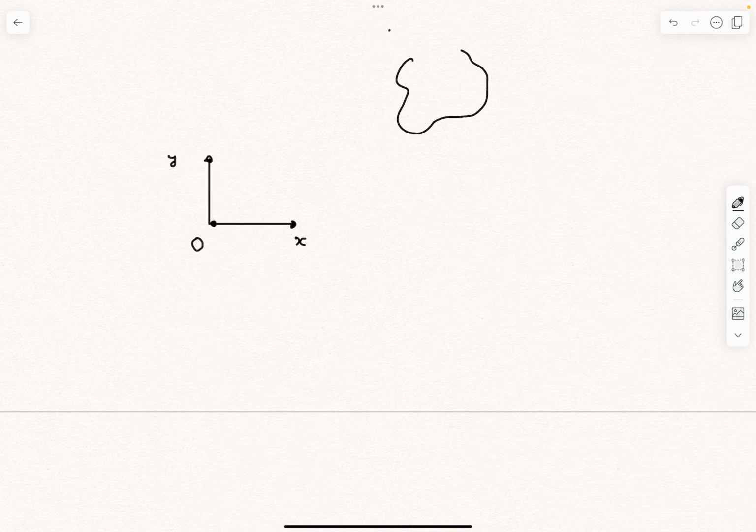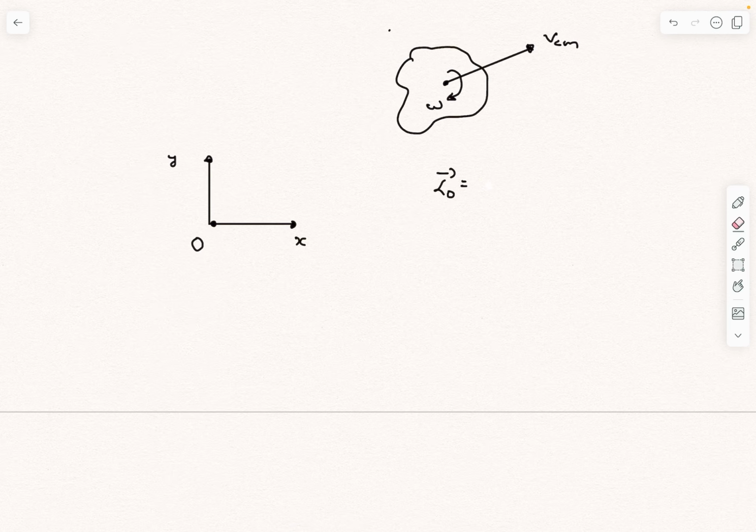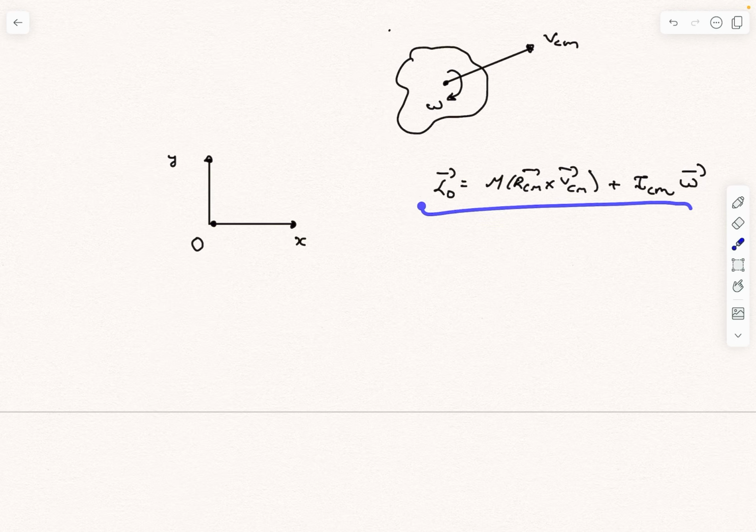Let's say we take the normal Cartesian coordinate system, and we have some kind of object whose center of mass is moving with a velocity of vcm, and about the center of mass axis, the rigid body is rotating with an angular velocity of omega. If you want to write the angular momentum of this rigid body about the origin O, first treat the center of mass like a particle, so it will be m rcm cross vcm. Then assume that the object is performing fixed axis rotation about its center of mass, so that will be ICM multiplied by omega. This is the general result for writing the angular momentum of a rigid body about any fixed origin.